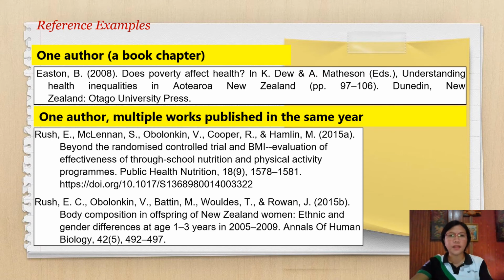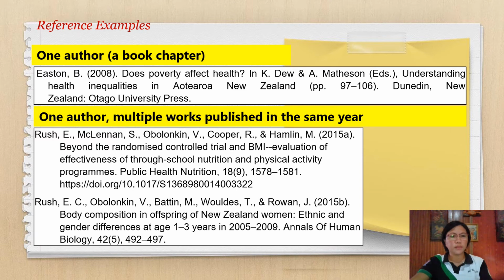Okay, these are now the examples for references. For one author, a book chapter, this is the example. We have to take note where the author is being placed and the date, the year it was published, and of course the title of the article, and then pages, and then where the place of the literature was.